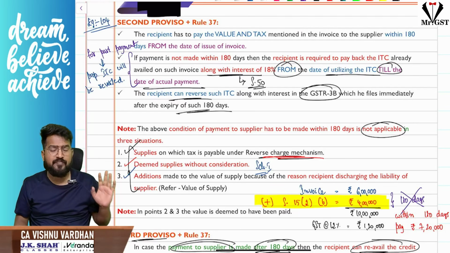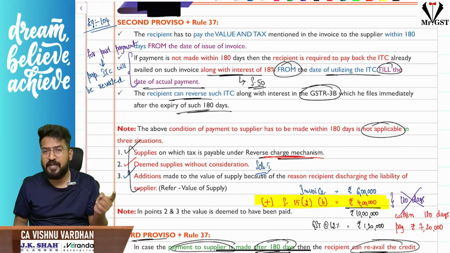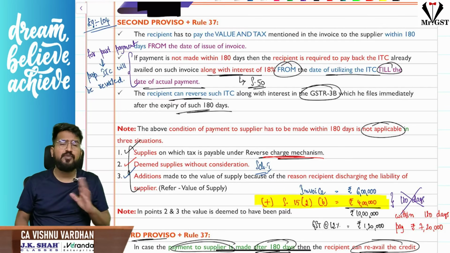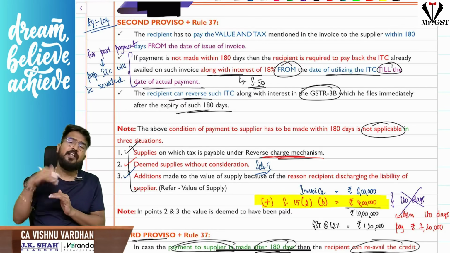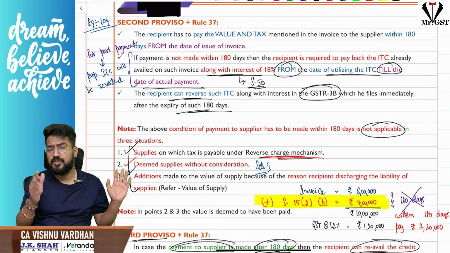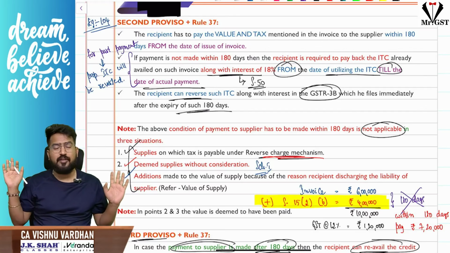Am I clear? So I repeat, within 180 days from the date of invoice, recipient should make payment to the supplier both value and GST. Otherwise, he has to reverse the ITC along with the interest. Later on in future, if he is making any payment, he can just re-avail the ITC. 16 subsection 4 time limit is not applicable, and he can re-avail the ITC. Interest part, he cannot take any benefit.